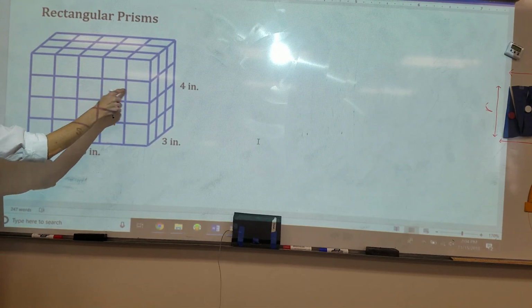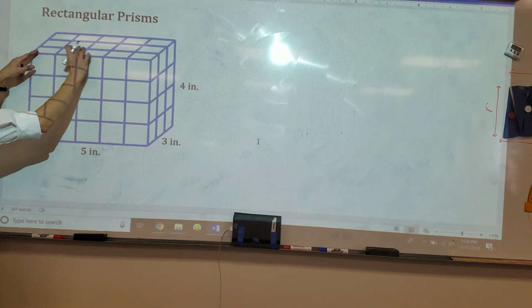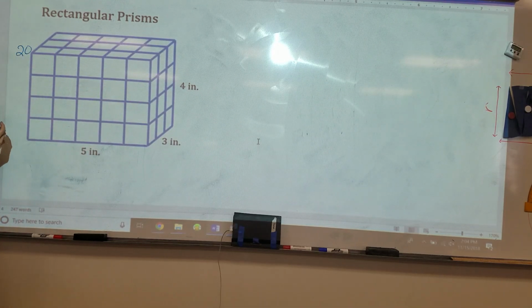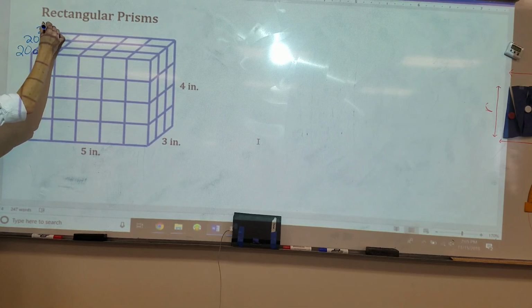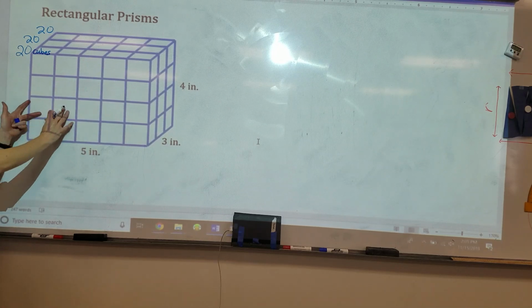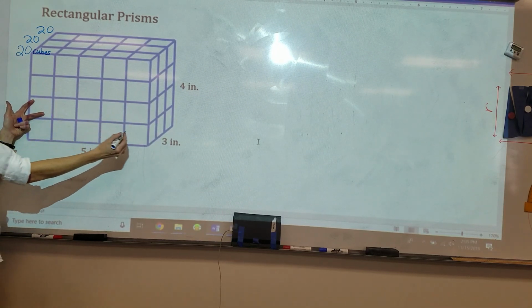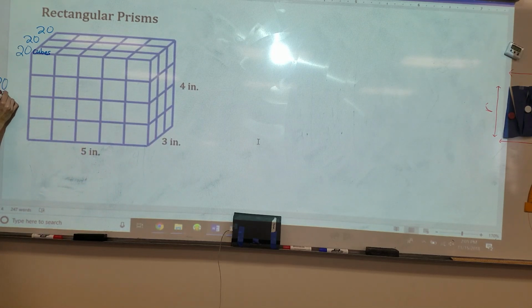1, 2, 3, 4, 5, 6, 7, 8, 9, 10, 11, 12, 13, 14, 15, 16, 17, 18, 19, 20. So this front layer has 20 cubic units. We're in inches actually, but I'm going to say cubes. The second layer would have another 20, and the third layer would have another 20. So couldn't I take the front face, since I know the area of this front face, and multiply by the depth of it? So 20 times 3, and that would give me the whole volume of everything. So that's 60 total cubes.